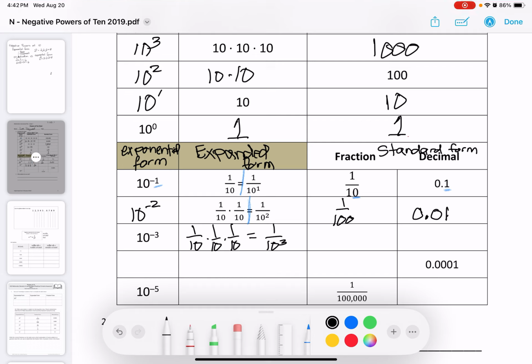As a fraction, 1 times 1 times 1 is 1, and 10 times 10 times 10 is, I guess, 1,000. So I'm going to put a 1 and I'm just going to count the 3 zeros. 1, 2, 3. My place value is, I want 3 place values after that decimal. 1, 2, 3. This one has 4 place values. 1, 2, 3, 4.